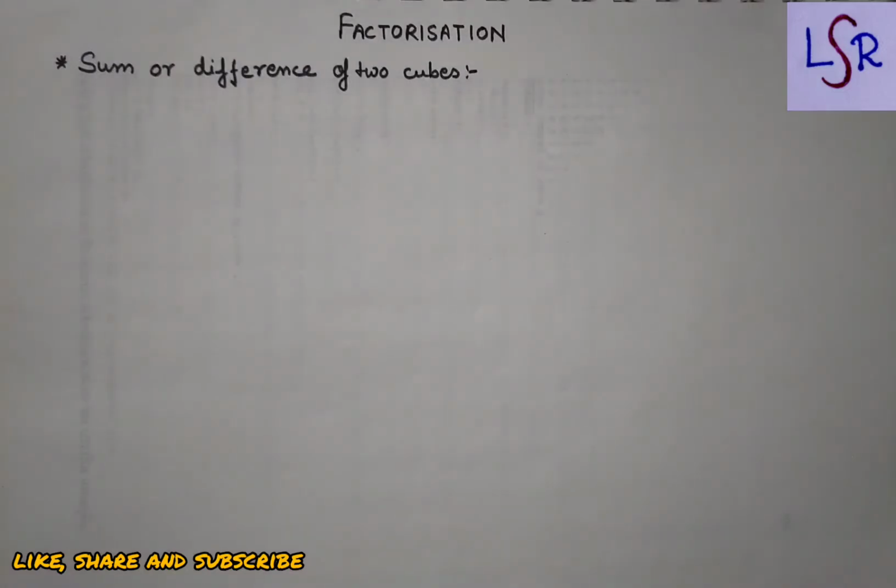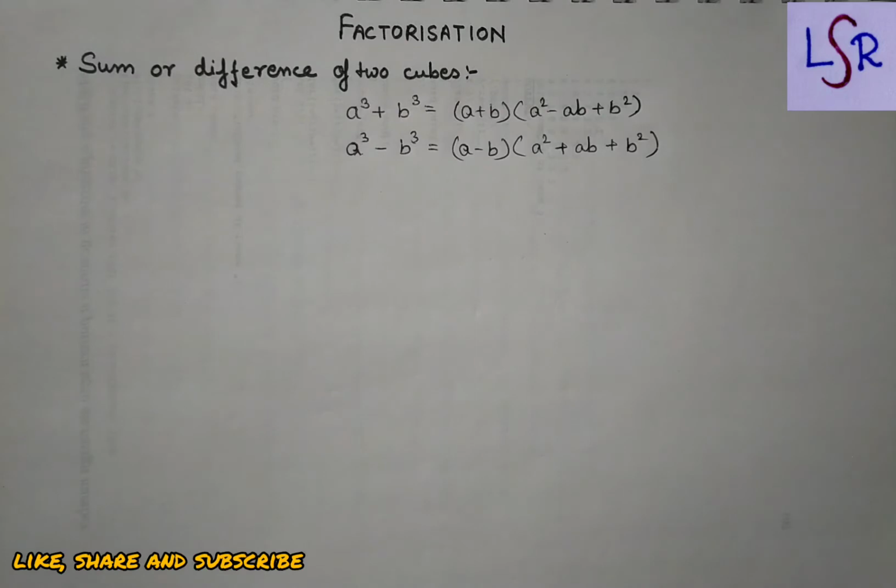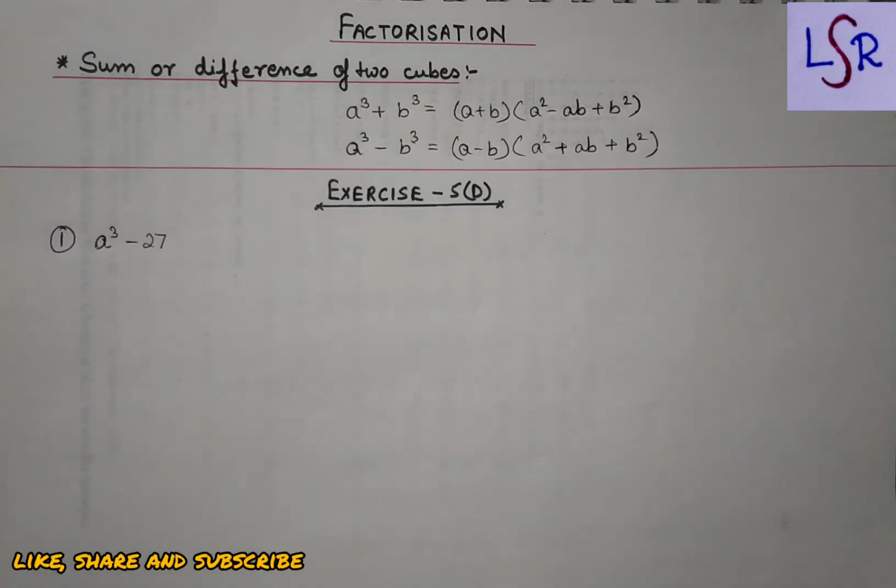Hello everyone. Here we are going to start with the topic factorization and will deal with the questions based on the sum or the difference of the two cubes. Here we have the formula: a cube plus b cube equals a plus b in one bracket, and in the other a square minus ab plus b square. And for the minus one, a cube minus b cube equals a minus b, and then in a bracket a square plus ab plus b square. Here we start with exercise 5D, and let's see the first question.